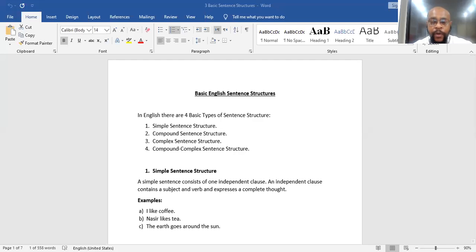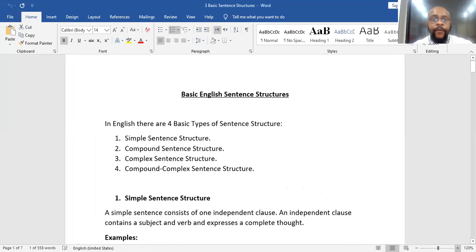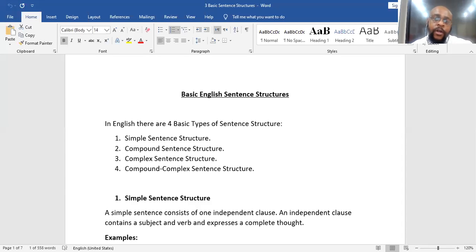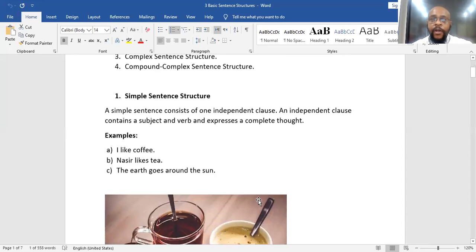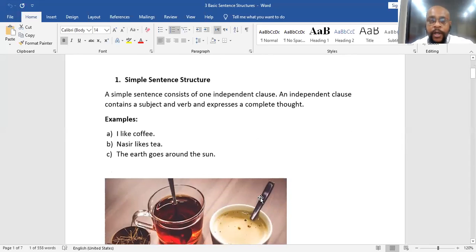That being said, what I want to do today is some grammar. Let me open this up. And in particular, I want to talk about the four basic sentence types that we have in English. And those are quite simply a simple sentence, a compound sentence, a complex sentence, and a compound complex sentence. These are the four basic types of sentence structures that we have in English, and I'll go through each one and try and explain each one.